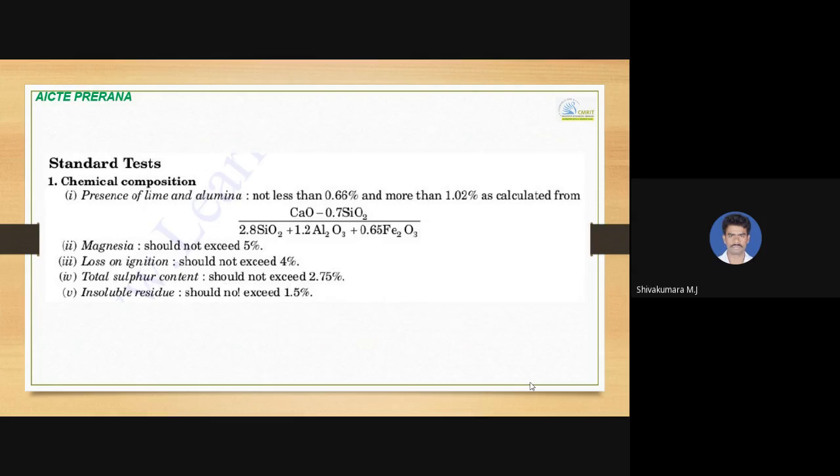And magnesia should not exceed 5%. Under loss on ignition, it should not exceed 4%. Total sulfur content should not be more than 2.75%, and insoluble residue should not exceed 1.5%. These are all the requirements of chemical composition.